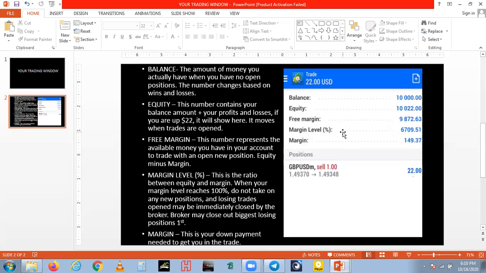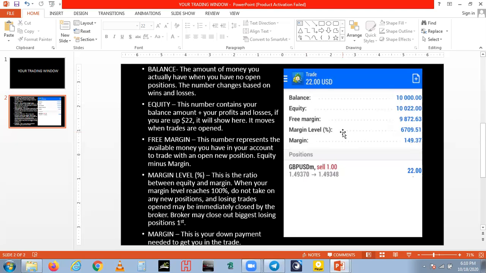Let's say you place a trade and you're in loss, you're losing a lot of money, and your margin level percent drops to about 100%. The broker is going to automatically close your highest loss in that trade. That's how they do it. So let's say you're losing minus 22, minus 5, or minus 6 at the same time. The broker is going to close the highest loss.